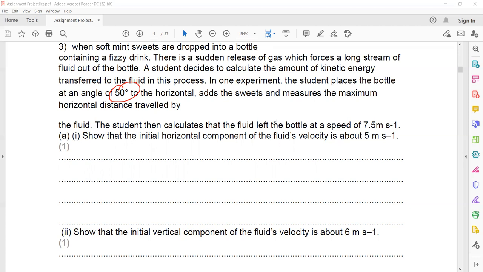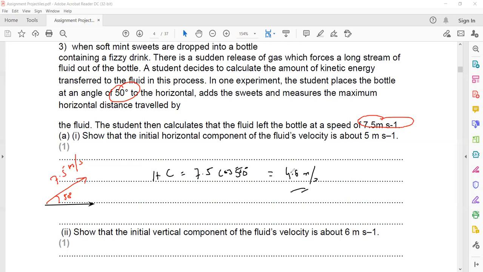The student then calculated that the fluid left the bottle at a speed of 7.5 meters per second. Show that the initial horizontal speed is 4.8 meters per second. So how can we show that? 7.5 meters per second is the speed at which the liquid is coming out of the fizzy drink, at an angle of 50 degrees. So how do we get the horizontal component? The horizontal component is given by cosine theta, as the angle with the horizontal is given. So the horizontal component is 7.5 cos 50, which equals 4.8 meters per second.